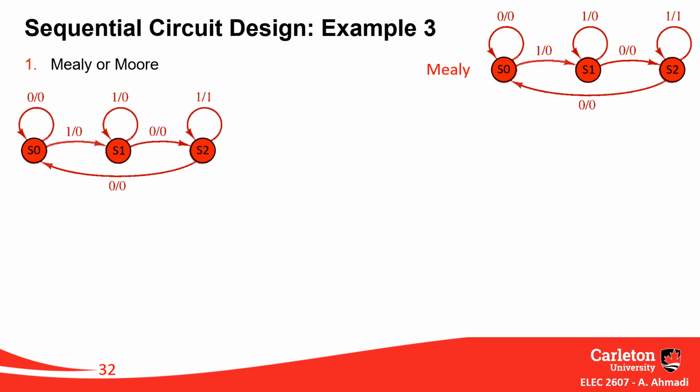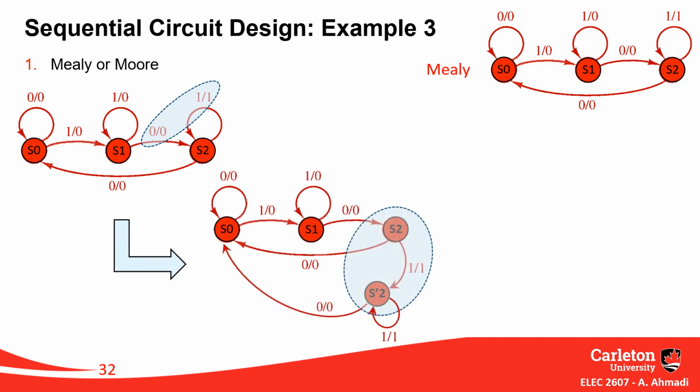Well, same state diagram. I focus on these two. You see, these two transitions are giving me two different outputs. I'm going to split those into two states. As you can see, state S2 and state S prime 2. If I have that, how will the transition happen, right? Those arrows which are coming out of S2 must come out of both S2 and S prime 2.